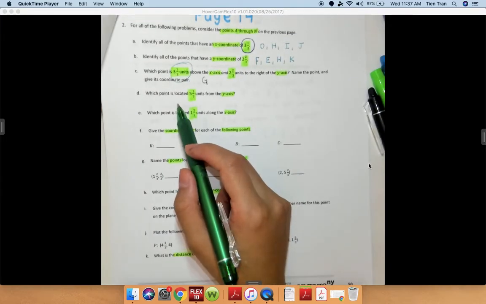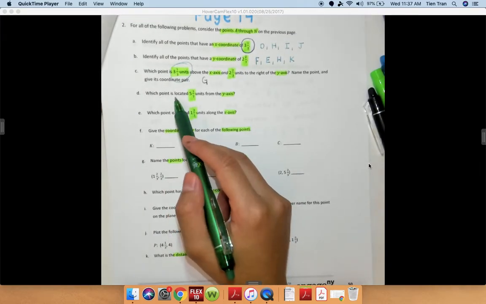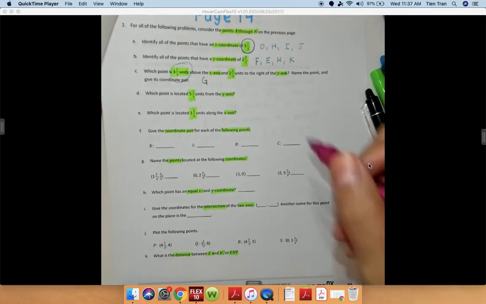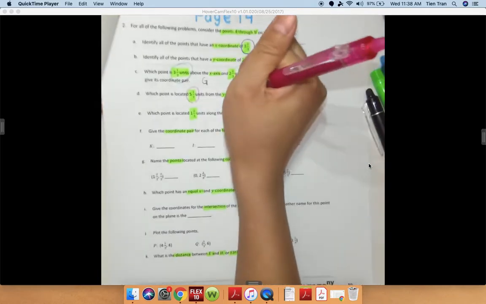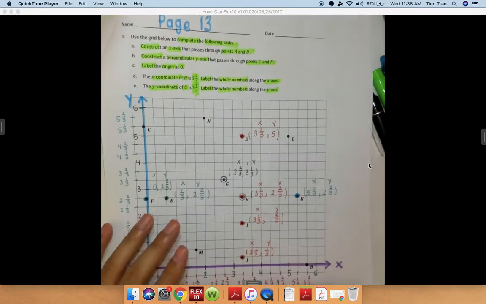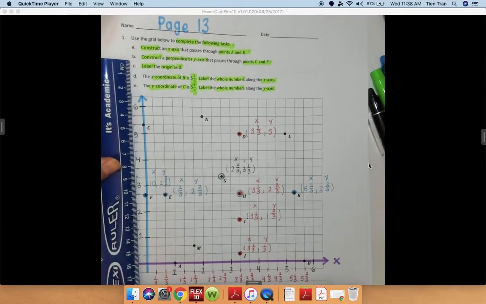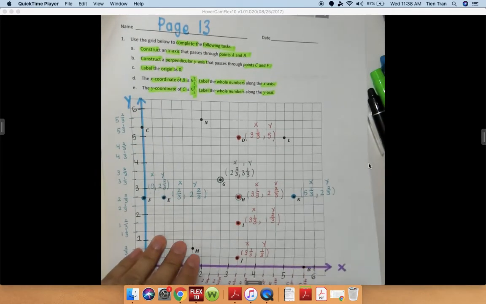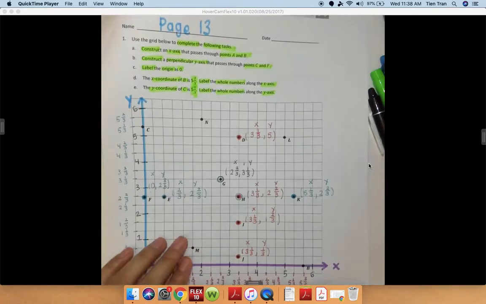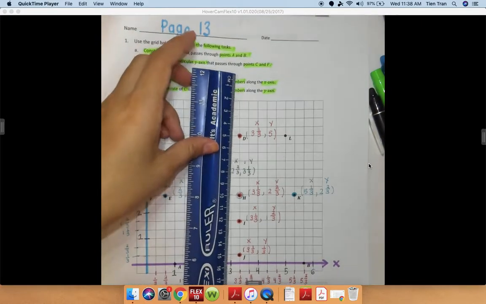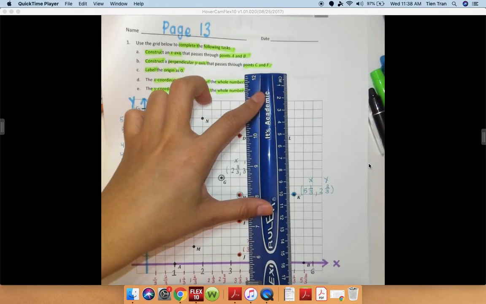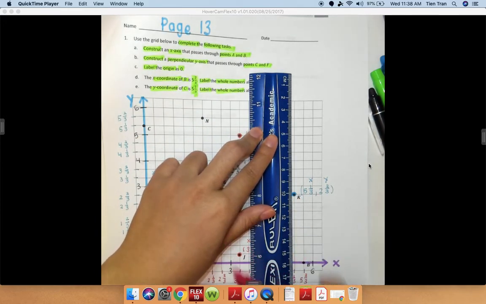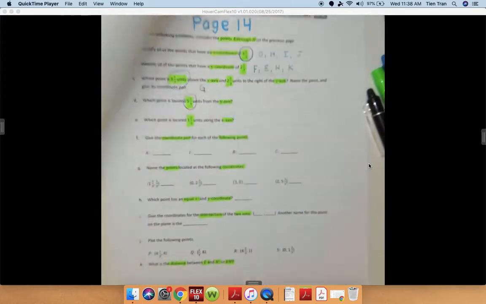Next, for problem D, it says which point is located at 5 1/3 units from the y-axis. This is the y-axis right here. I'm moving it over 5 1/3, which is right here. And the only one that is right there is the letter K. So I'm going to write K for problem D.